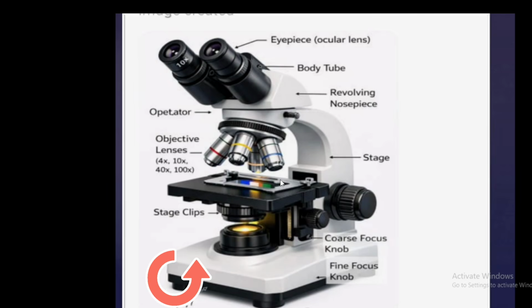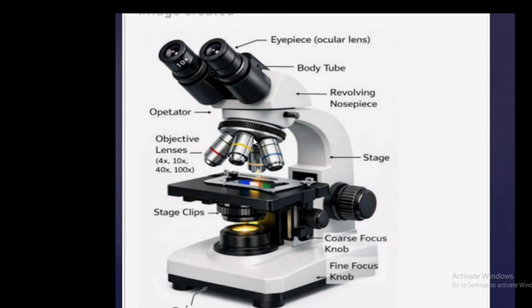This light microscope has another name, compound microscope, because it is designed with multiple objective lenses like 4x, 10x, 40x and 100x, and an ocular lens is also present. Because of that, the image can be magnified, and then we can see that magnified image clearly. So remember guys, the light microscope's other name is compound microscope, because it has multiple objective lenses.